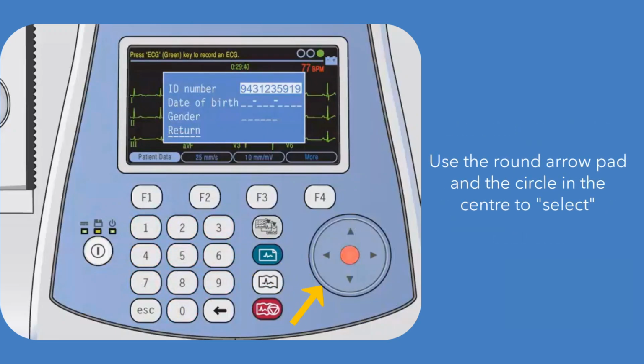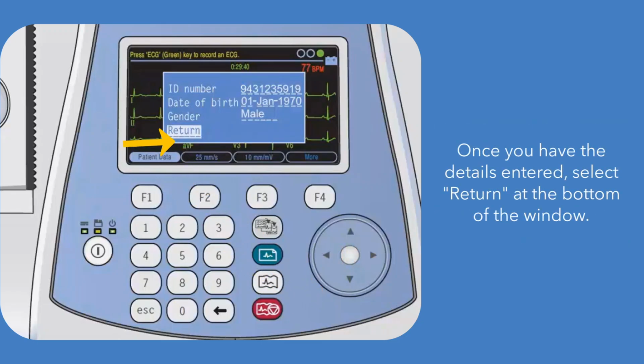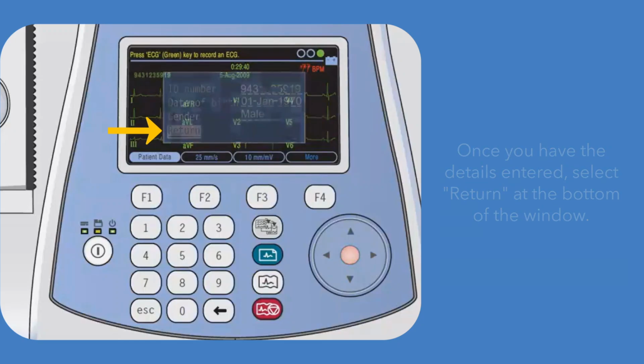Use the round arrow pad and the circle in the center to select. Press the middle button after the ID to move to the next box. Continue and add in the date of birth and gender. Once you have the details entered, select Return at the bottom of the window.